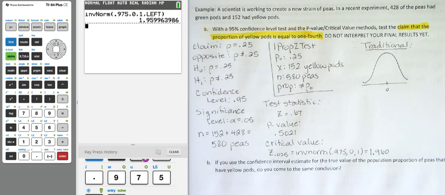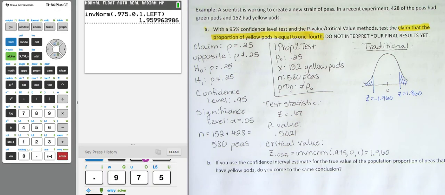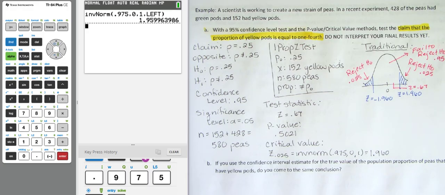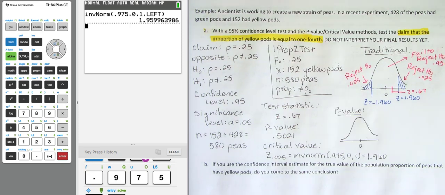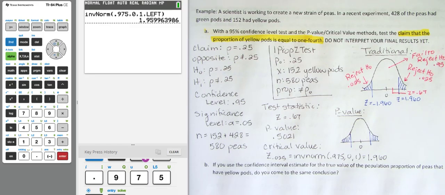Creating our traditional graph, we can add our shaded regions and our two critical values. And we can also label our rejection and fail to reject zones. Placing our test statistic on the graph between 0 and 1.960, we can see that we fall within the fail to reject zone. A quick p-value graph will also have both tails shaded.